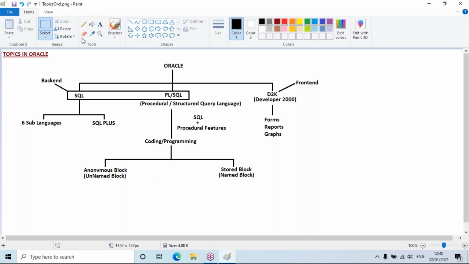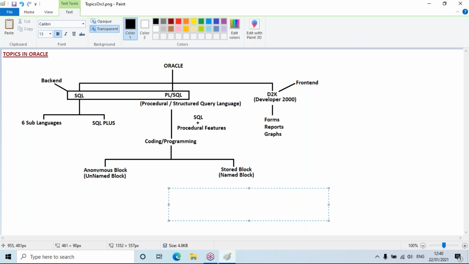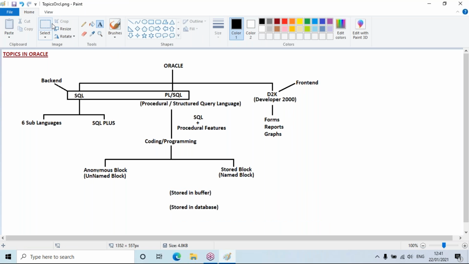And one more thing, where do they store? Simple conclusion: anonymous block programming is stored in buffer, and stored block programming, where the programs are stored, is in the database. So one is in buffer, the other one is in database. So this is part of buffer, stored in buffer, and this is part of database.